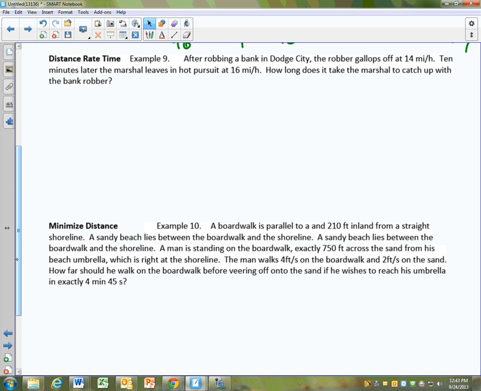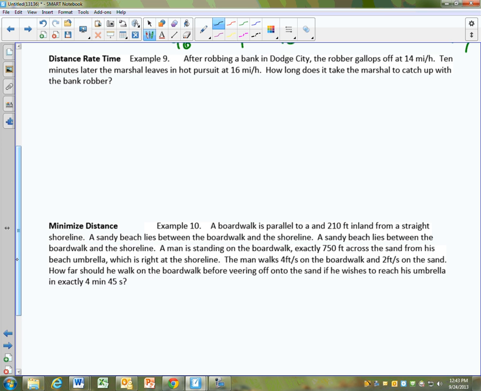Everybody loves this problem because it says gallops. And I say, well, he's riding a horse or a donkey or an elephant or something like that. And they're like, Dodge City? And I said, well, you know, it's like the Old West. Everybody thinks I wrote the problem. I just took it right from your book.